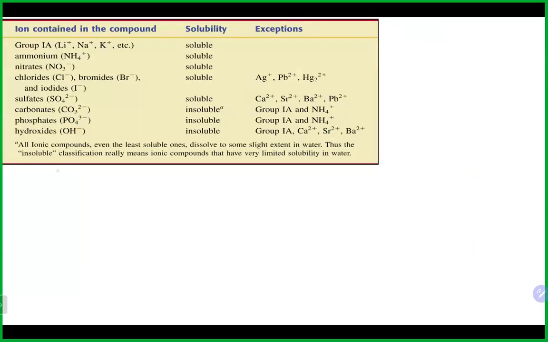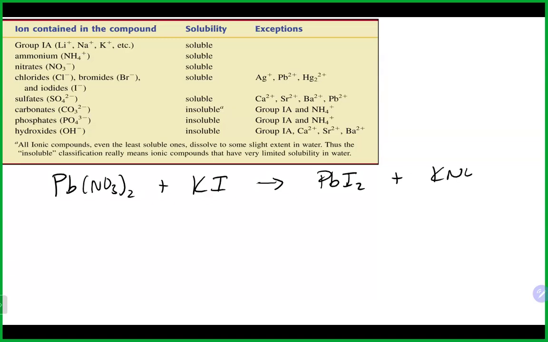Let's do PbNO3 plus a little KI, and that's going to make PbI2 plus some KNO3. I'll balance it like I'm in chemistry class here. All right, so based on the rules there, fill in what the state should be. I'll give you one more maybe.